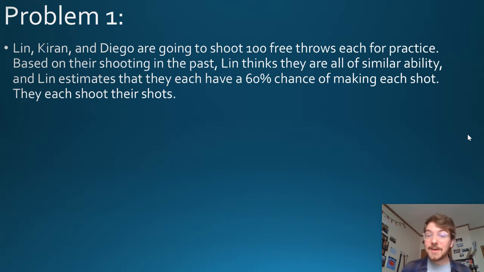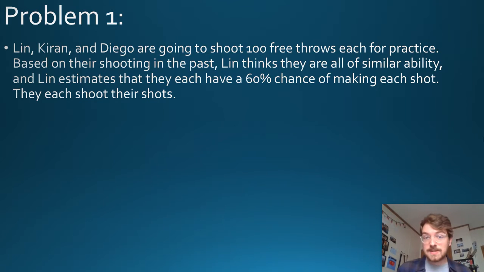Anyways, Lynn, Kieran, and Diego are going to shoot 100 free throws for a practice session today. They're going out to the court, shooting some hoops. Based on their shooting in the past, Lynn thinks they all have a similar ability, and he estimates that they each have about a 60% chance of making each shot. So if they're shooting 100 shots, they should make around 60. Maybe a little less, maybe a little more, but in that bracket somewhere.